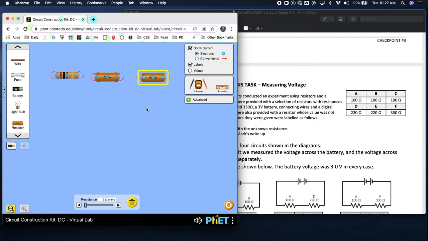Okay, we have our 3 resistors and a 3-volt battery. So I'm gonna go get me a battery. Okay, I'm gonna put it right here and I'm gonna turn it down to 3 volts. Now, how much is a AA battery usually?